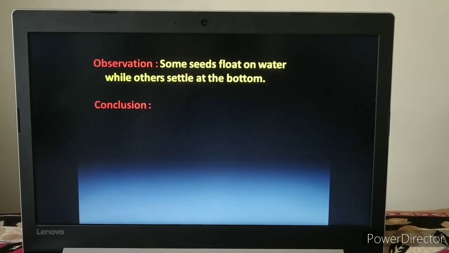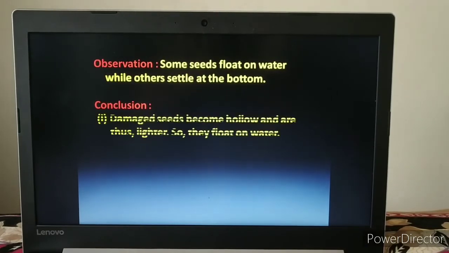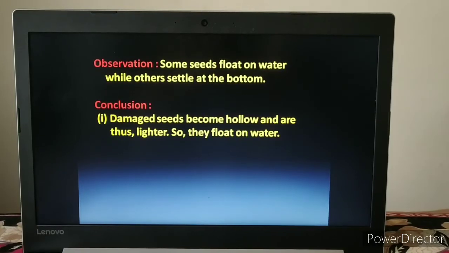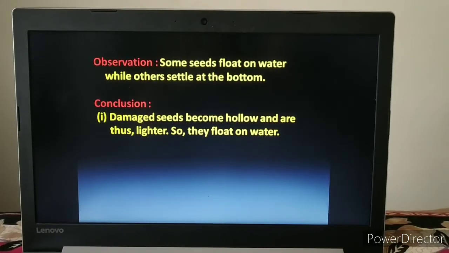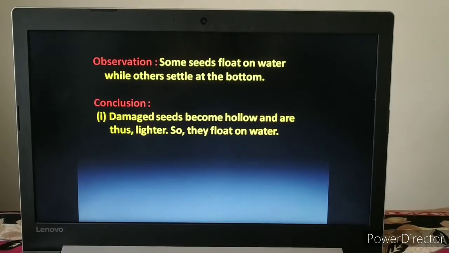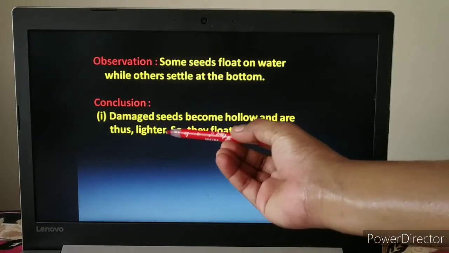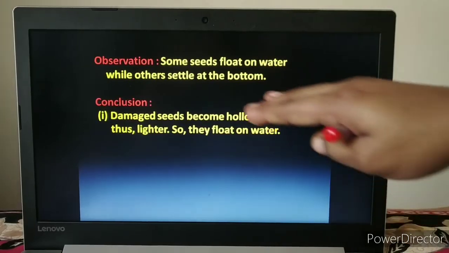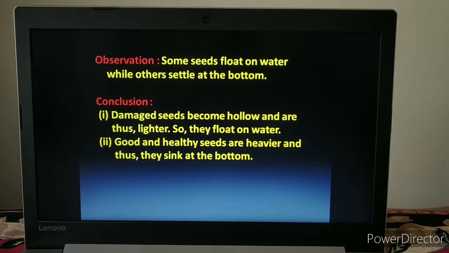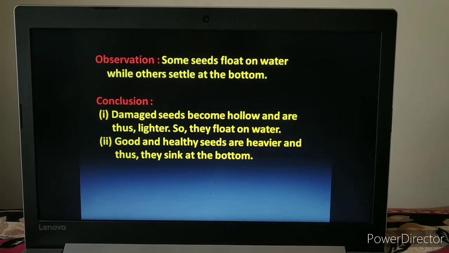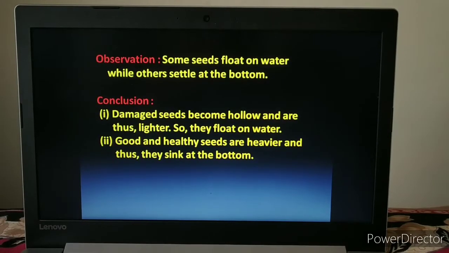Now what can we conclude from this experiment? The damaged seeds which become hollow from inside are light in weight, so they float on the water. Because they are very light in weight, they will float on the top of the water. And the good and healthy seeds which are heavy in weight sink at the bottom.